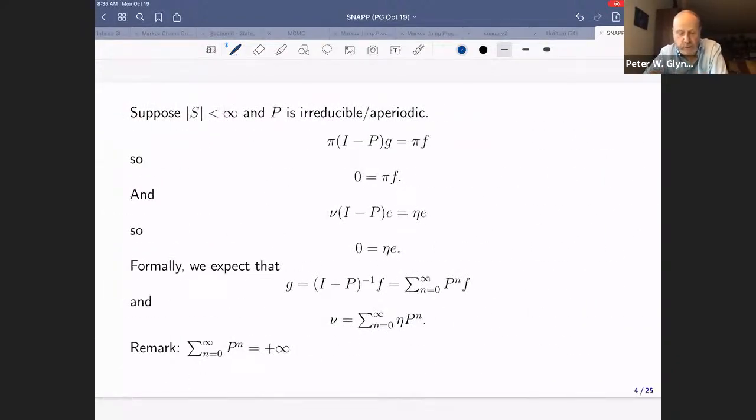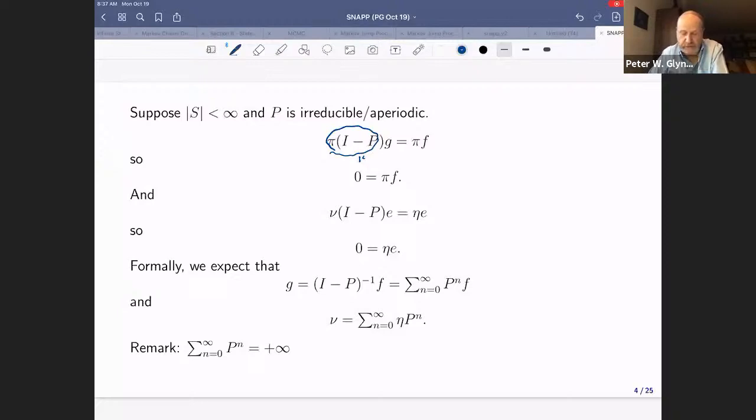So we can see quite easily, just by hitting both sides of the function version of Poisson's equation by the stationary distribution pi, which of course exists uniquely in the context of an irreducible Markov chain that is finite state, that pi times I minus P is equal to 0, which means the left-hand side of this equation is 0, which means that pi times F has to be equal to 0 if this equation is going to be solvable.